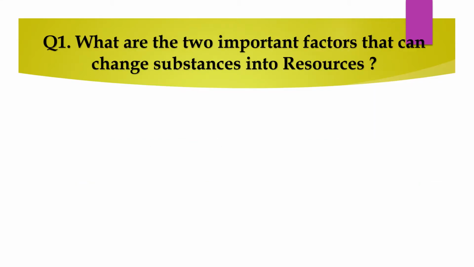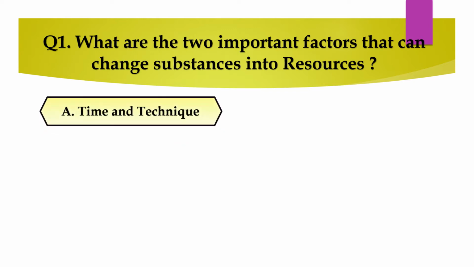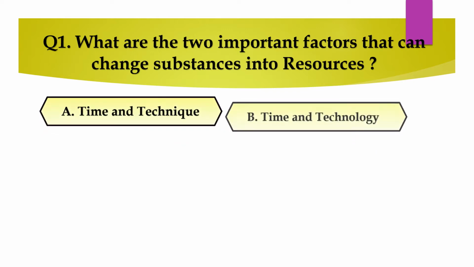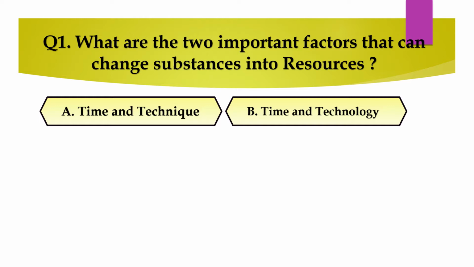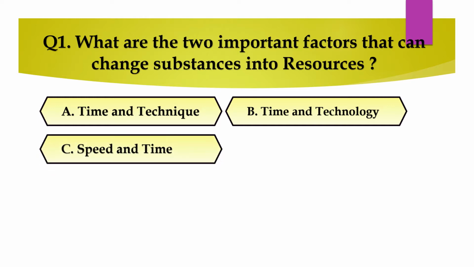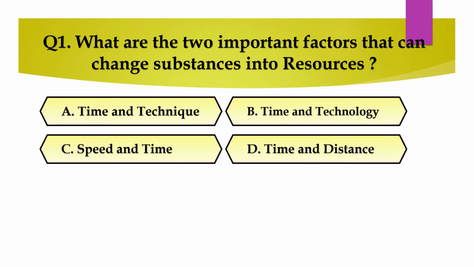Question number 1. What are the two important factors that can change substances into resources? And your options are A. Time and technique, B. Time and technology, C. Speed and time, or D. Time and distance?